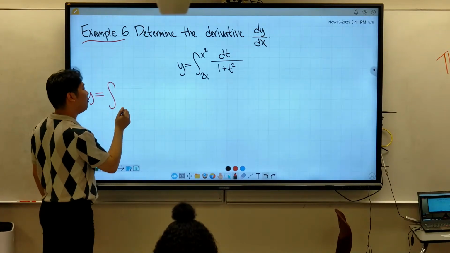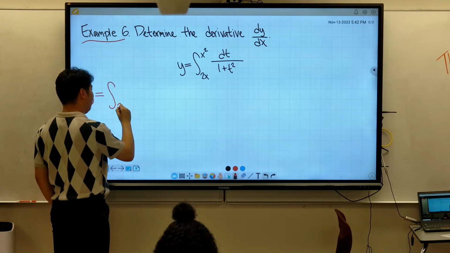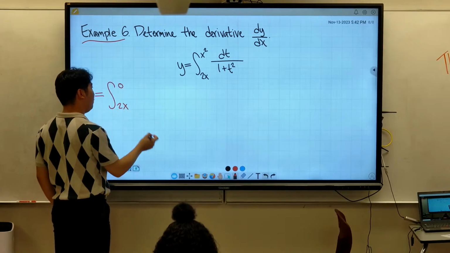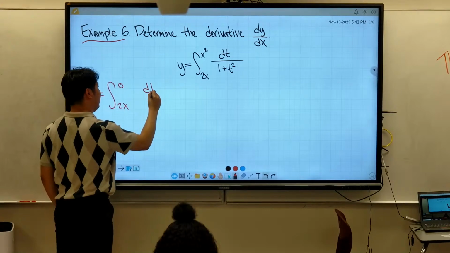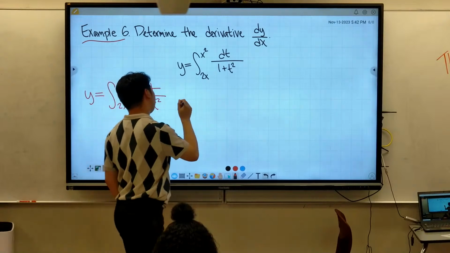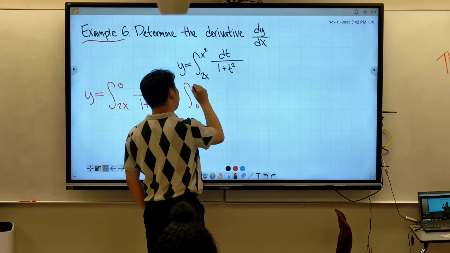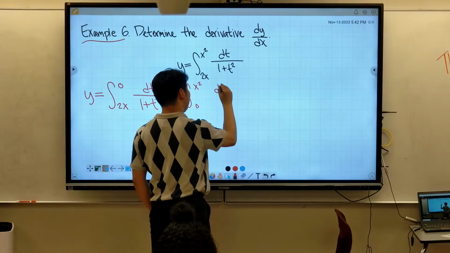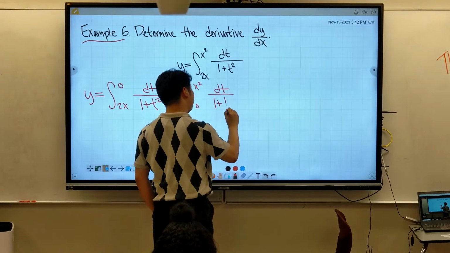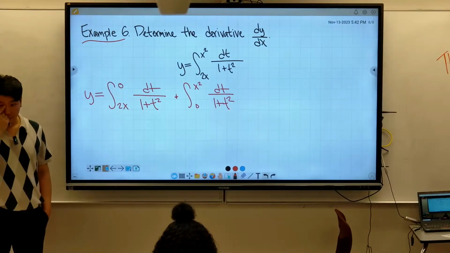Let's see, what's the best way I want to write this? Let's do it from 2x to 0 of dt over 1 plus t squared, plus the integral from 0 to x squared dt over 1 plus t squared. Let's talk about why I can do this.